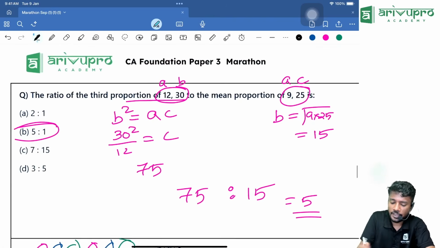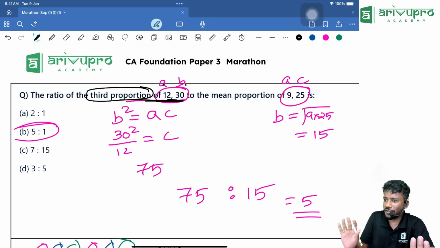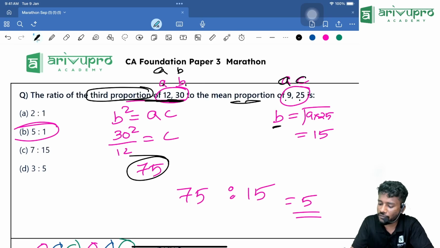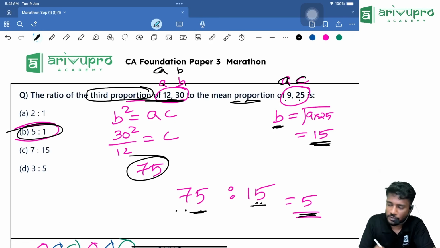Can you explain the previous one? Yes. Here, the ratio of the third proportion of 12 and 30. So we need to know the third proportion of 12 and 30. A and B are given. Whichever is not given, we will take as the unknown, and in order we will take A and B. Are you getting the logic? Then we found it is 75. Third proportion is 75. Then the mean proportion of 9 and 25: we will take 9 as A and 25 as C. From that we are finding B, which is 15. What is the ratio of this? 75 is to 15 is 5. So this is the answer.